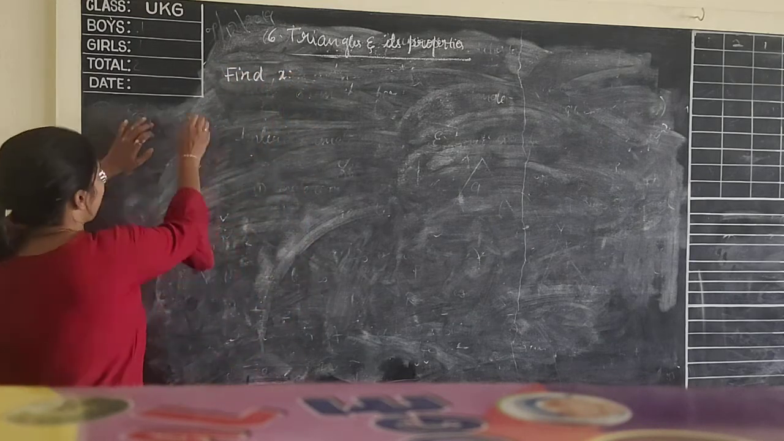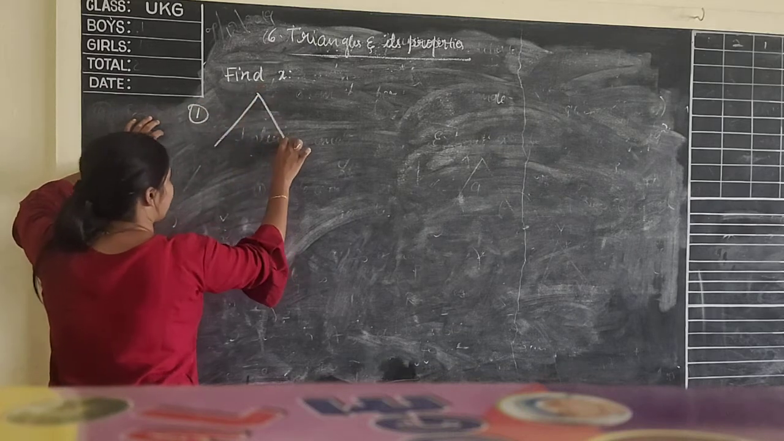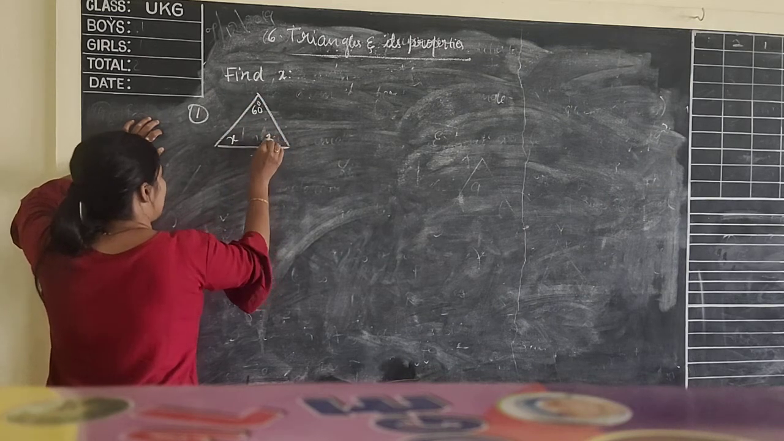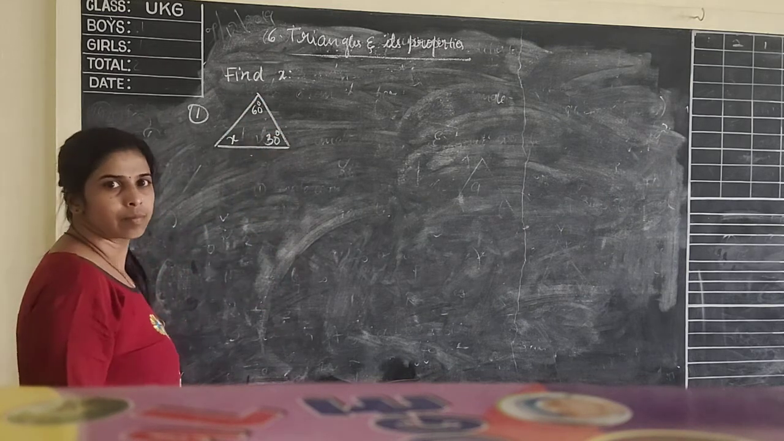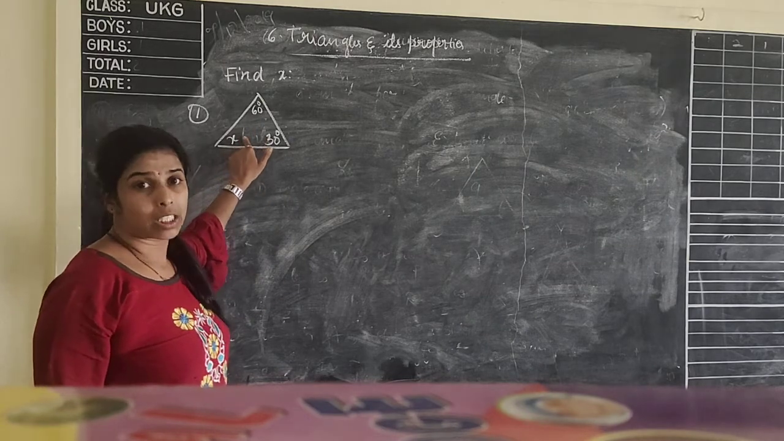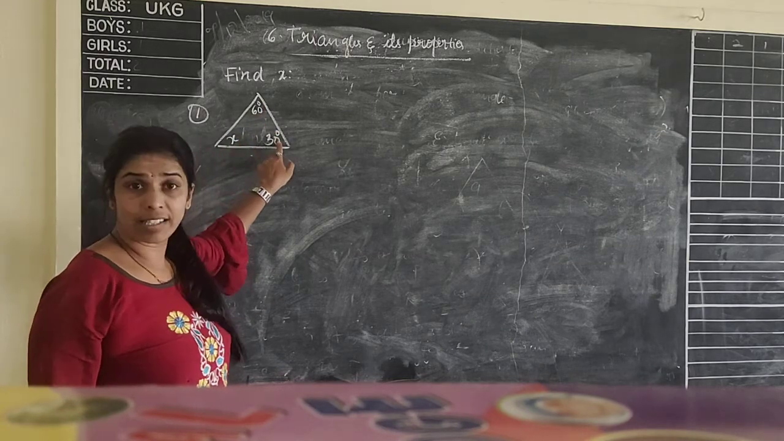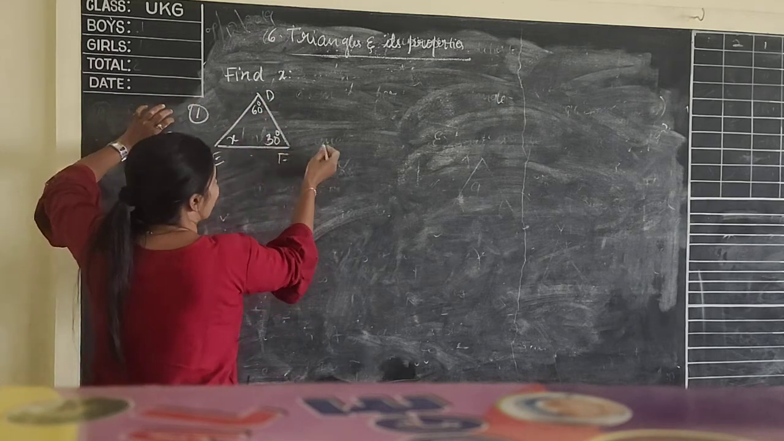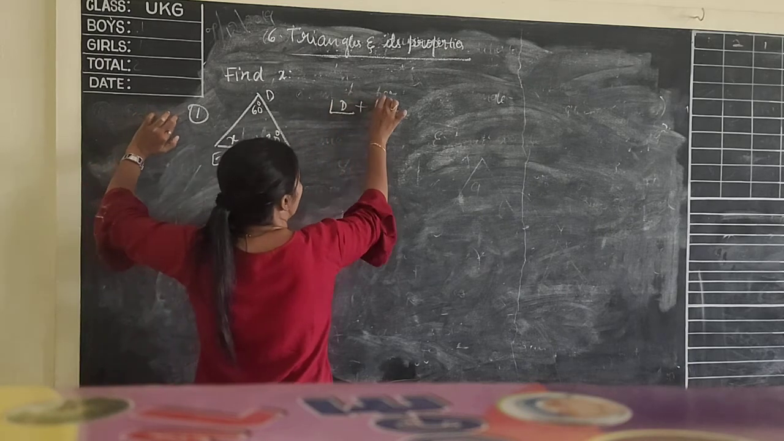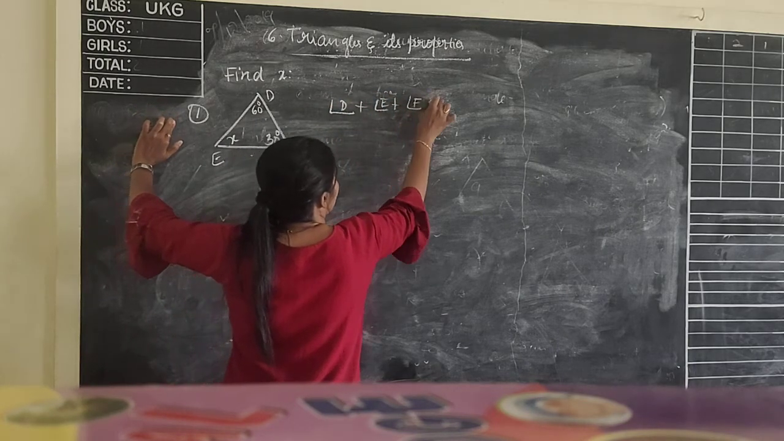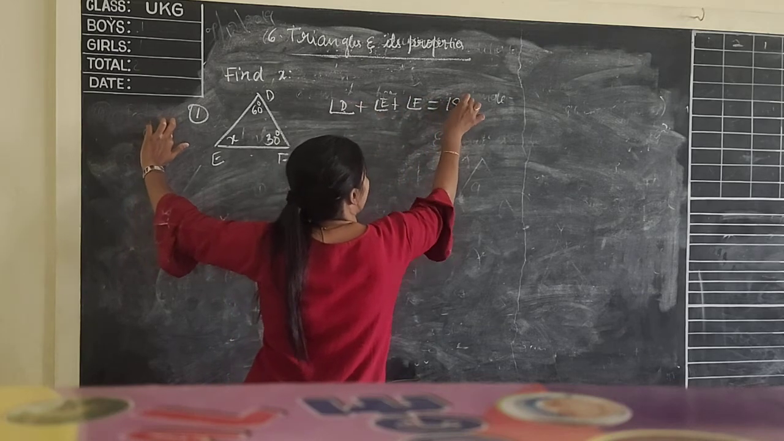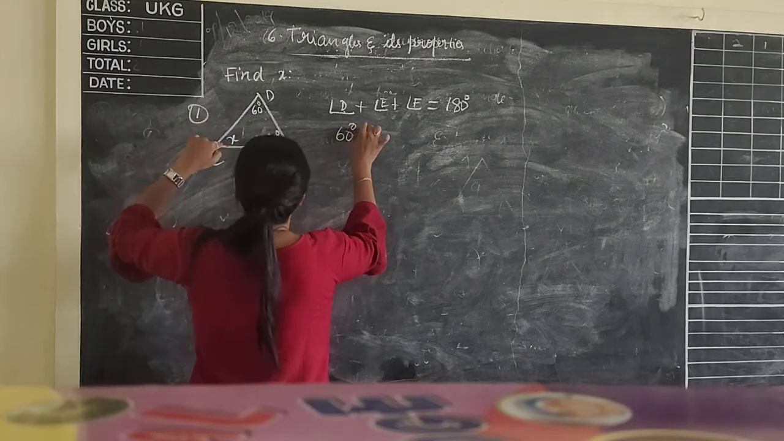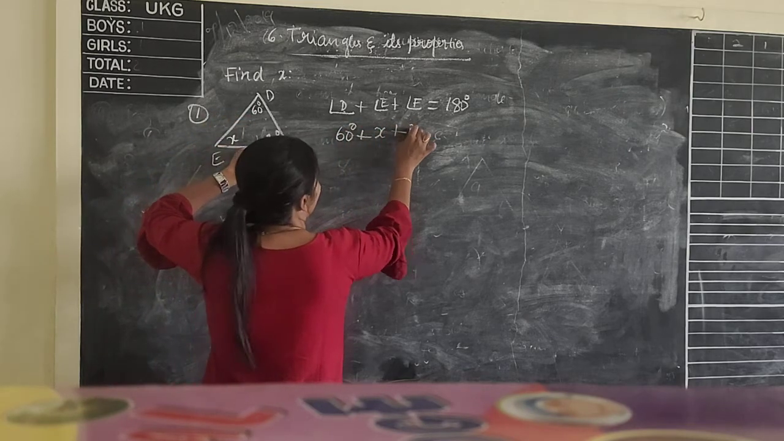Find x. The diagram is given like this: 60 degrees, x, 30 degrees. Find the value of x. We know the sum of the three interior angles is 180 degrees. So give some naming for the diagram: angle D plus angle E plus angle F. The sum of three interior angles is always 180 degrees. Now write which angles are given: 60 degrees, E is x, and this is 30.